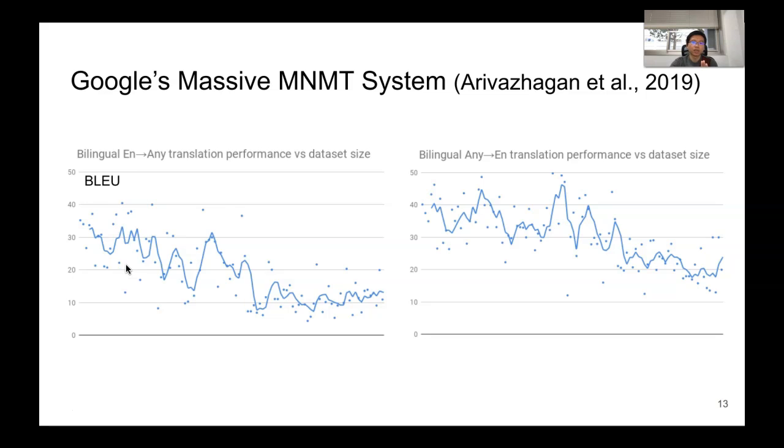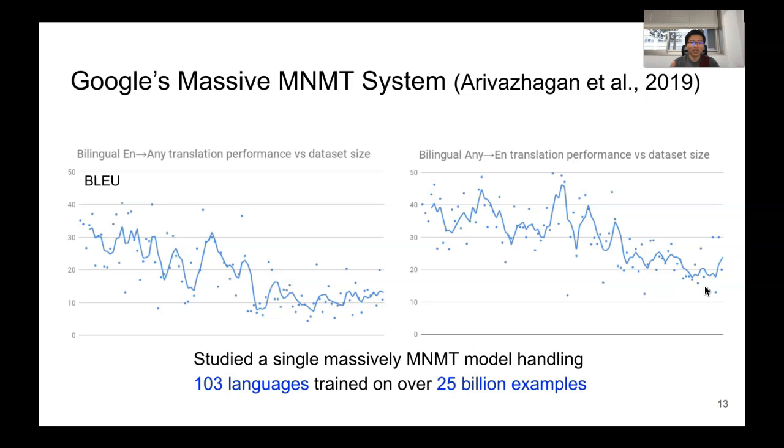And we can see that this is natural, right? Because usually for language pairs that have more parallel corpus, the BLEU scores, the translation performance, will be better. And on the opposite side, we also can see this trend. So this is about the bilingual system and the parallel corpus imbalance problem, right? In this paper, the authors tried to study a single massively MLMT model that can handle 103 languages, trained on over 25 billion parallel sentences.